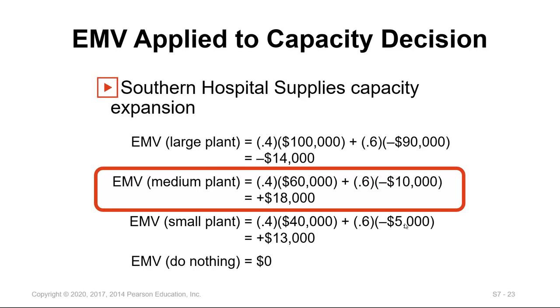Southern Hospital Supplies is a company that produces hospital supplies and is looking to expand its capacity, but has three options to select from: adding another small plant, adding a medium plant, or adding a large plant. There is a 40% possibility of a favorable market and a 60% possibility of an unfavorable market.